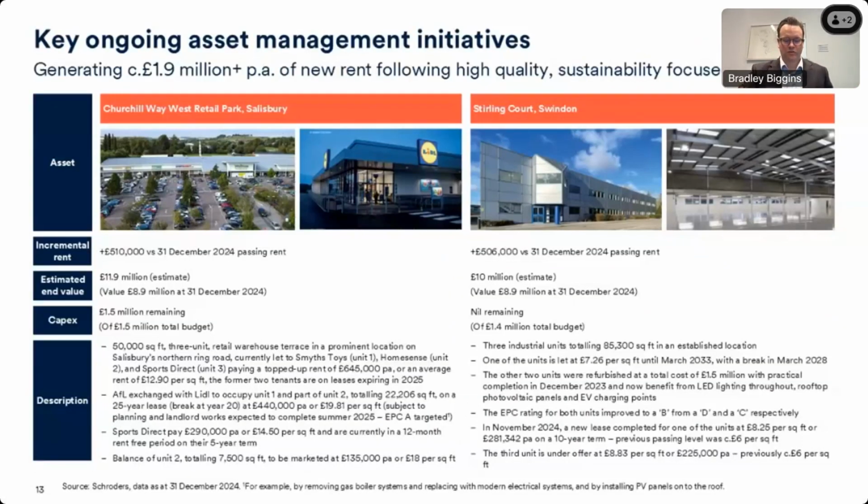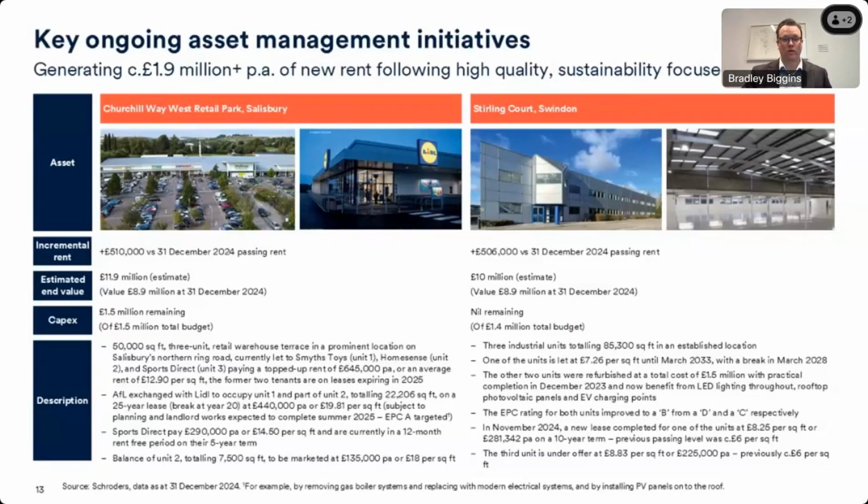A couple more examples. On the left-hand side is one of our retail warehouse assets. This is Churchill Way West Retail Park in Salisbury. We recently took 2 units back for development, so they were occupied by Smith Toys and HomeSense. We've agreed a lease with Lidl to bring them to the scheme. And what we've been able to do is increase the rent on a per square foot basis by 67%. Now, how did we manage to do that?